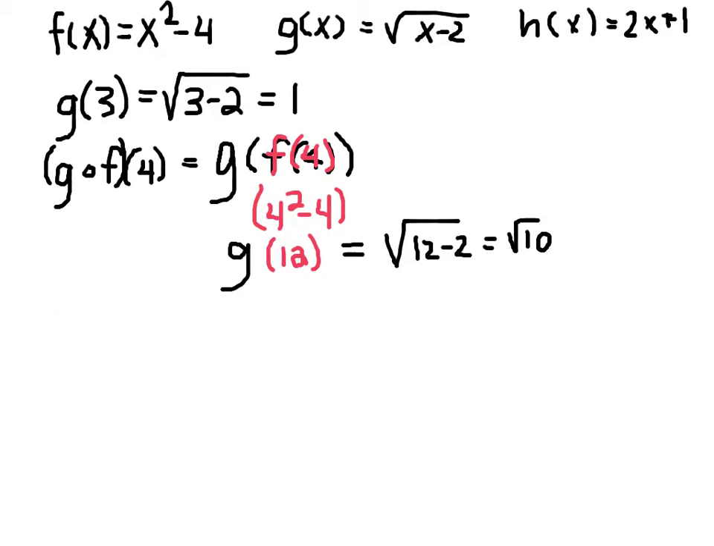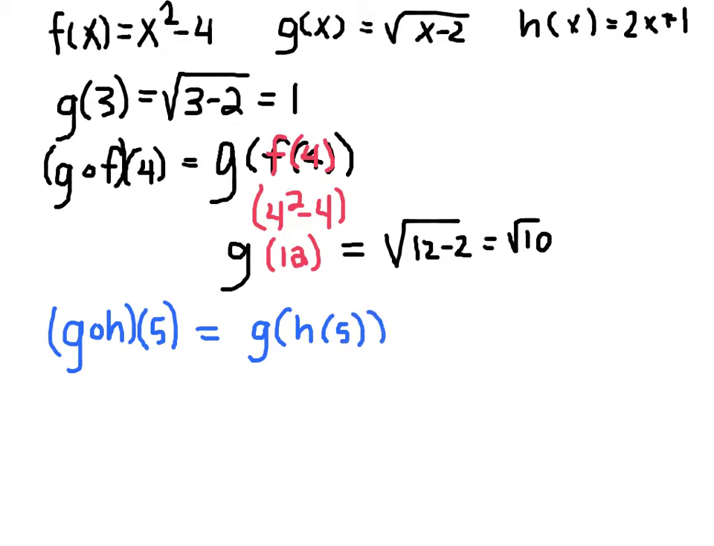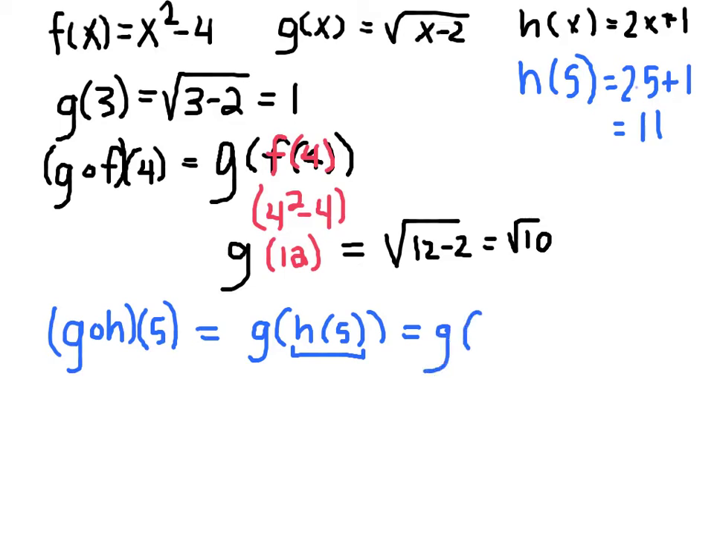Let's say we had g of h of 5. I would rewrite that as g of h of 5. And from inside to outside, the first thing I'm going to do is figure out h of 5. H of 5 is 2 times 5 plus 1. That's 11. So since this piece right here is 11, I'm really finding g of 11, which is the square root of 11 minus 2, which is 3.